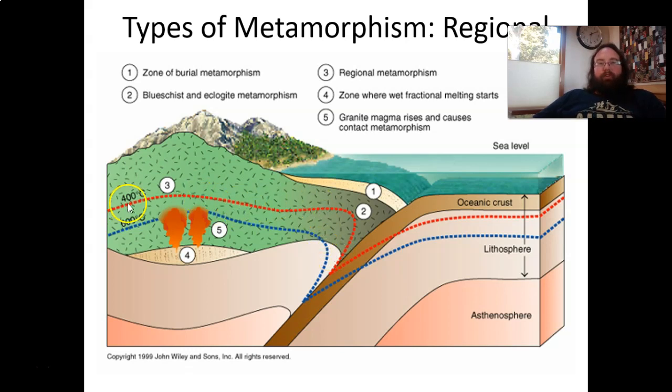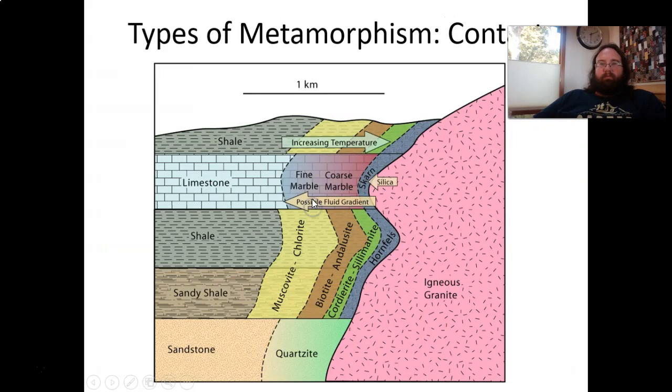Whereas further inland from the subduction zone, you're getting kind of a more regional metamorphism. You find this in a lot of the rocks of New England and much of the Appalachians. And also when you have magma nearby, you're getting contact metamorphism.